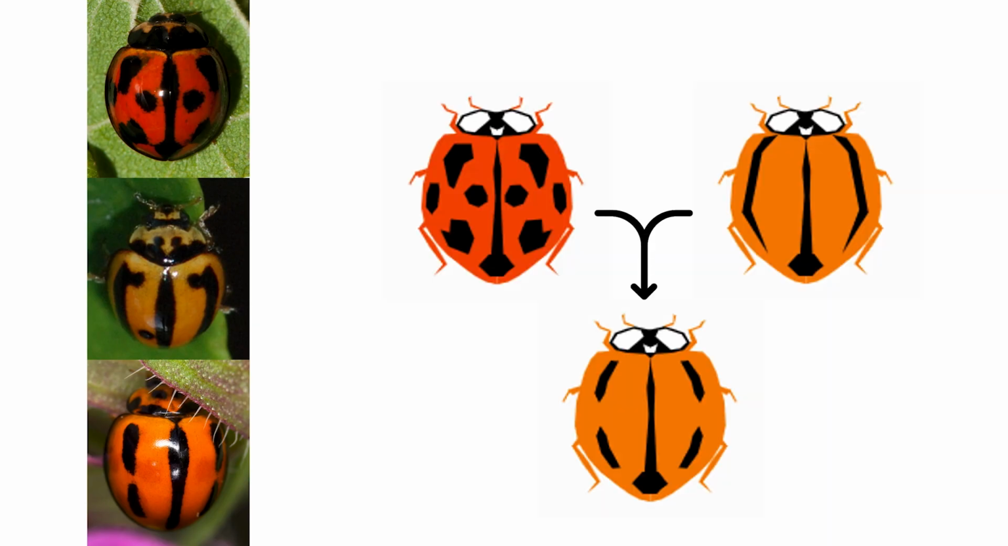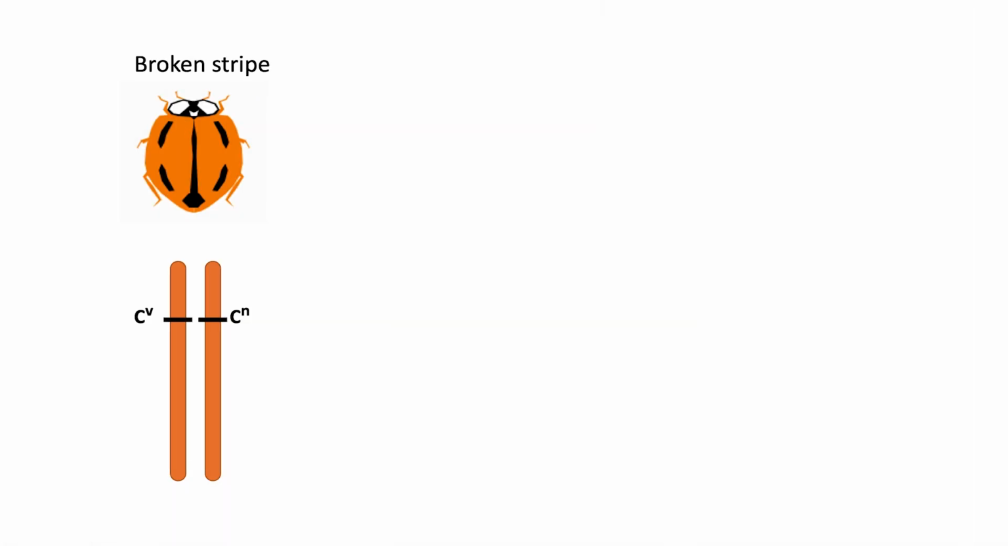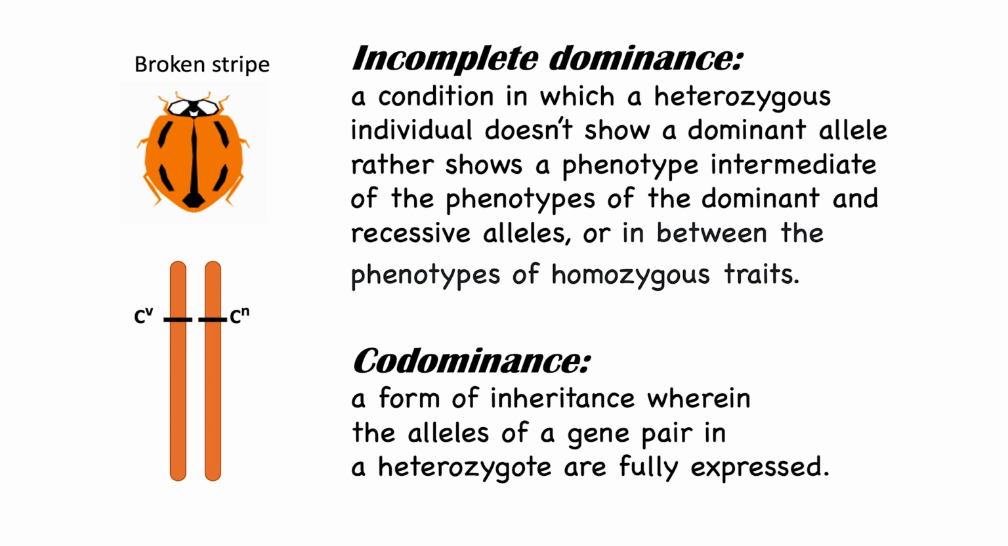Because the broken stripe beetles are always heterozygous, you might wonder whether this case is incomplete dominance or codominance. Let's look at the definitions. You can see the key difference is that in the case of incomplete dominance, a heterozygous individual shows a phenotype intermediate in between the phenotypes of homozygous traits. Whereas in the case of codominance, both parents' alleles are fully expressed.